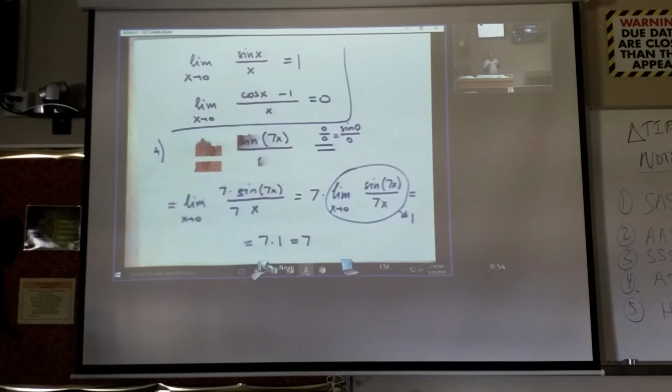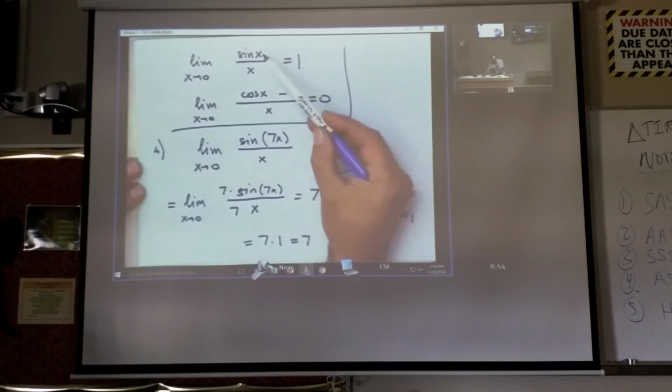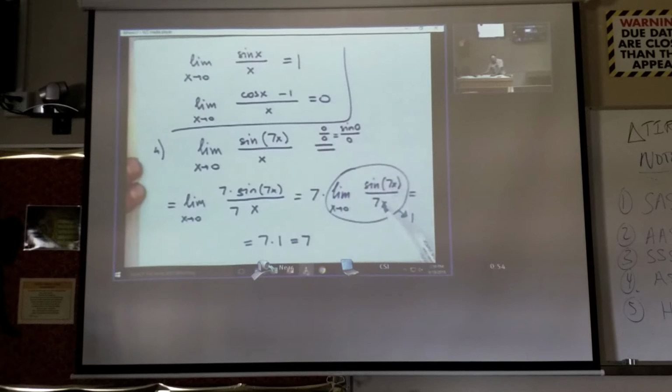So again, when we have sine of 0 over 0 and the same, you see x and x, or 7x and 7x, and you get sine of 0 over 0, then no matter what you have inside, like 7x, 25x, or 1/3 x, you understand that? It will be 1. So 7 times 1 equals 7. Okay, so we're trying to fix that.